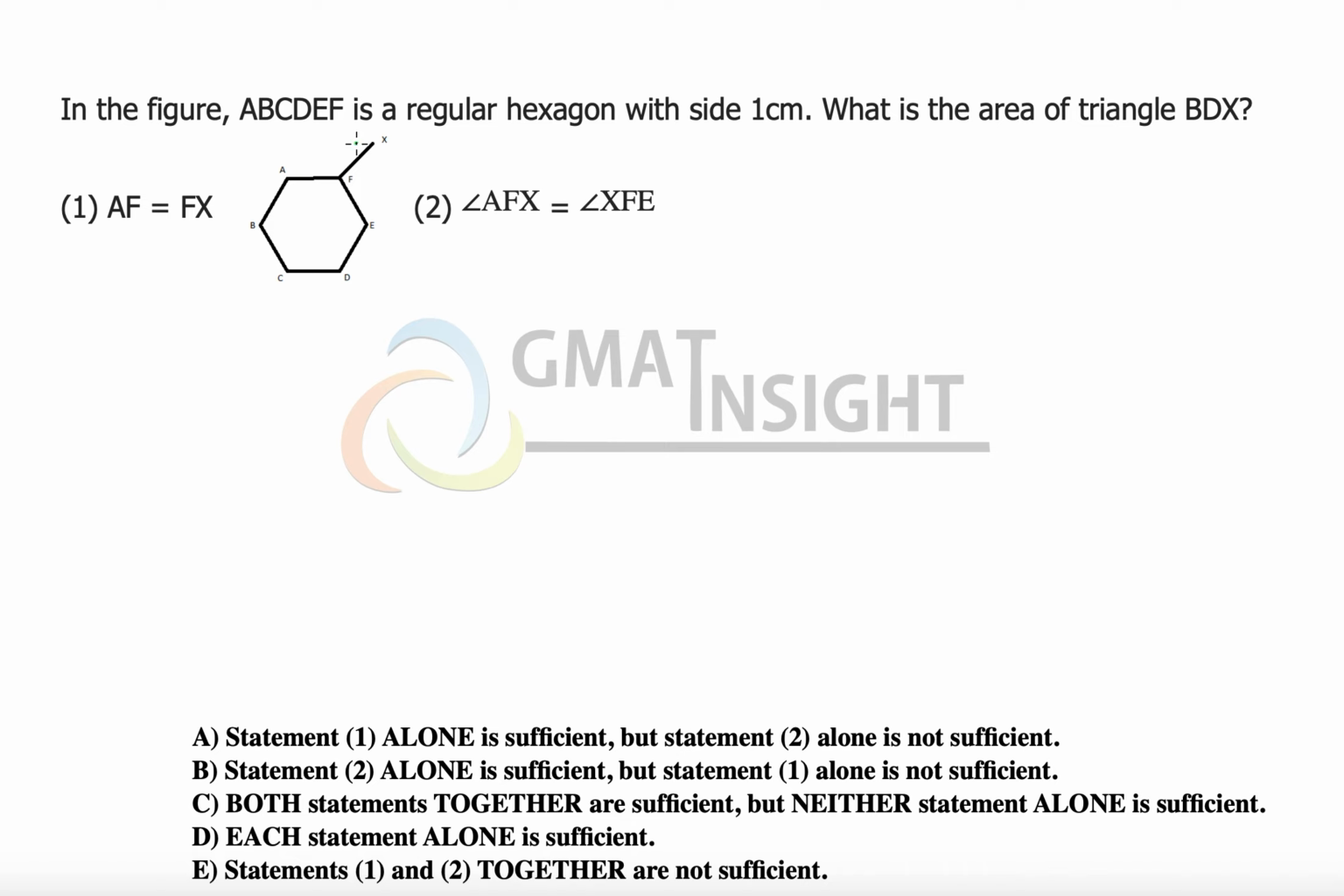ABCDEF is a regular hexagon with side 1 centimeter. So we understand that all these sides are of length 1 centimeter, and it's a regular hexagon. That means all the interior angles and all the exterior angles are equal.